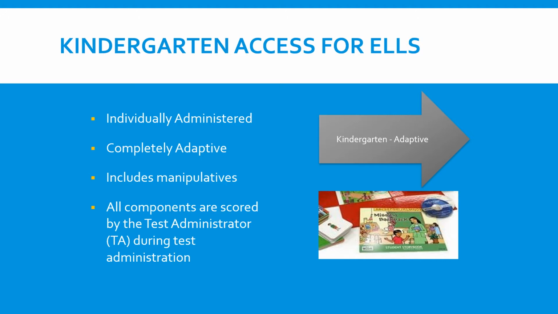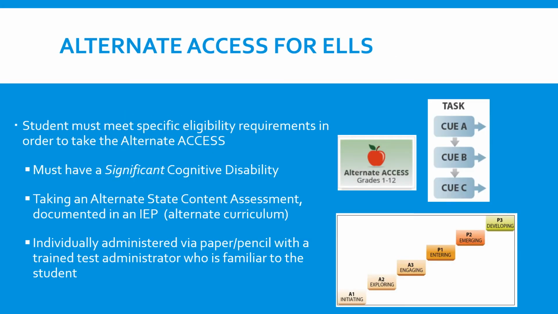the kindergarten assessment. Alternate Access for ELs is a separate assessment for students in grades 1 through 12 with significant cognitive disabilities. Information about participation criteria and test administration of the alternate access tests can be found on the WIDA website under the Assessment tab.